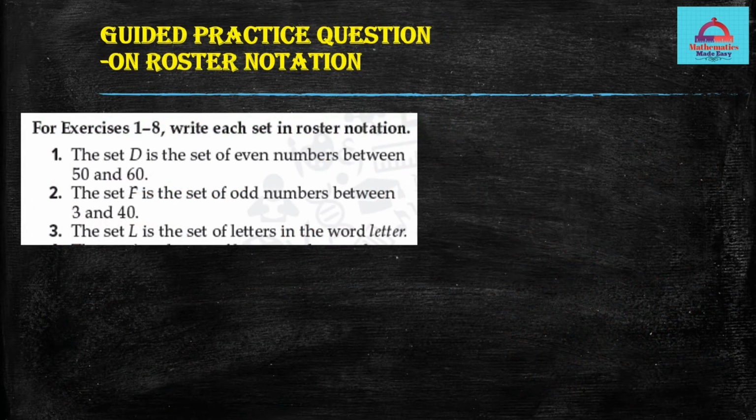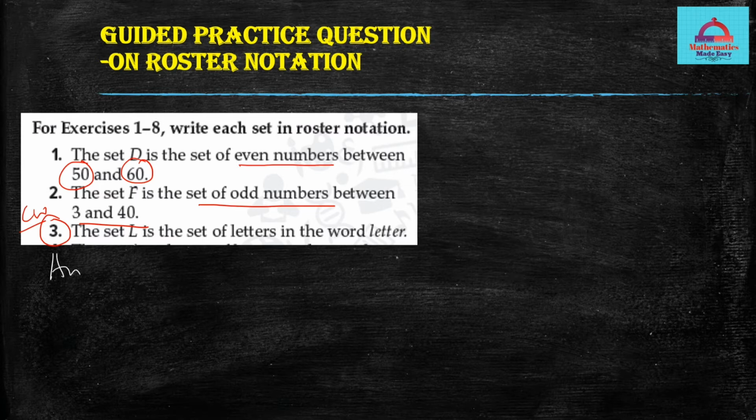Okay, so let's try a few other questions on the roster notation or the list method. So here I'm going to be taking now question number 3 as a part that we are going to be now doing, and question 1 is very similar to the one that we just did, only the numbers are changed, 50 and 60, and here you are asked for the set of even numbers. Question 2 is also quite similar. You are given 2 restrictions, 30 and 40, and in between you just take the set of odd numbers. So let's try together now the third one.